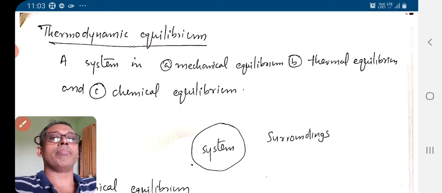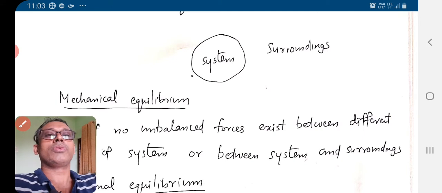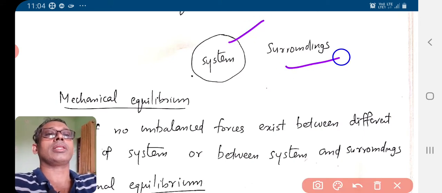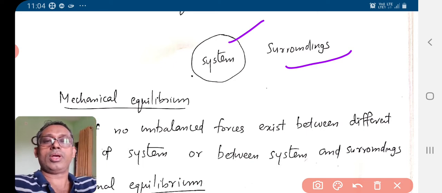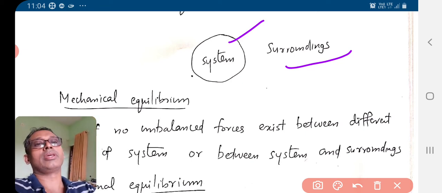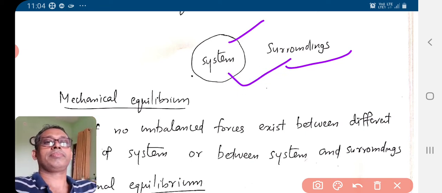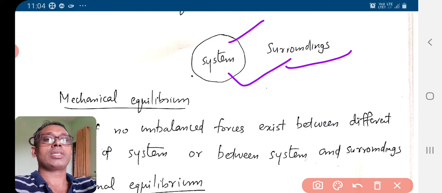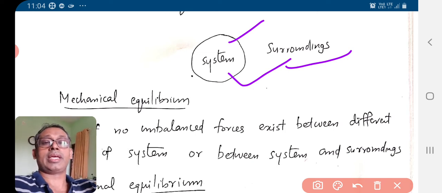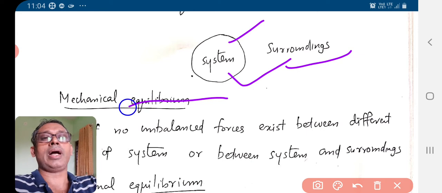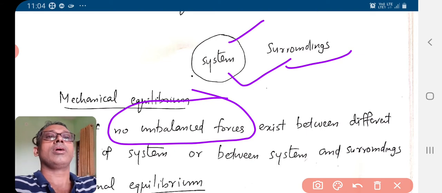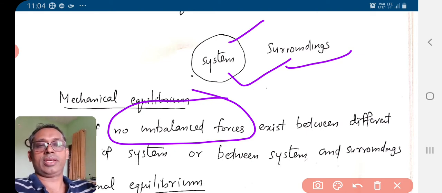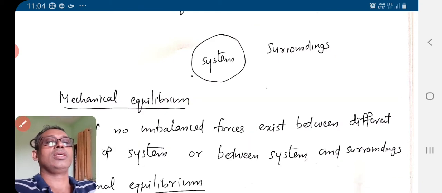So what is meant by mechanical equilibrium? Suppose we have a system and the surroundings. If there are no unbalanced forces existing between the system and surroundings, and between the different parts of the system, then we say the system is in mechanical equilibrium.